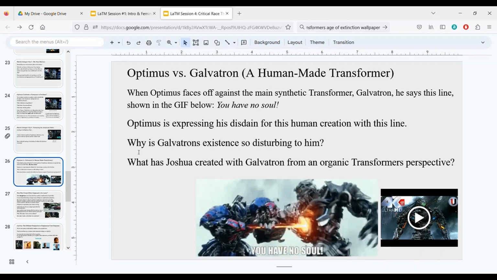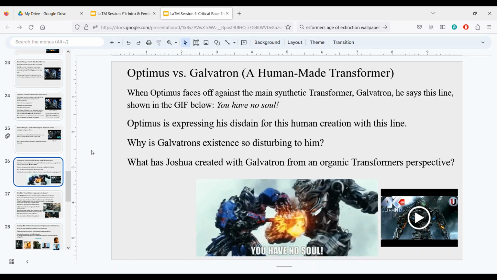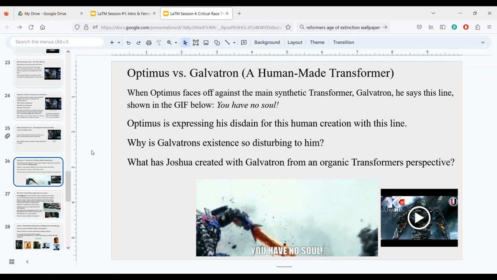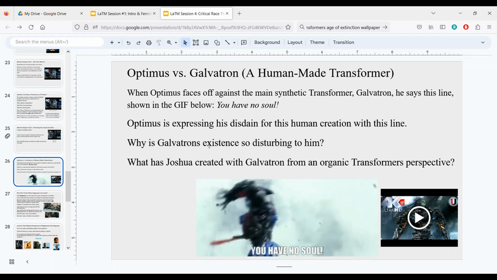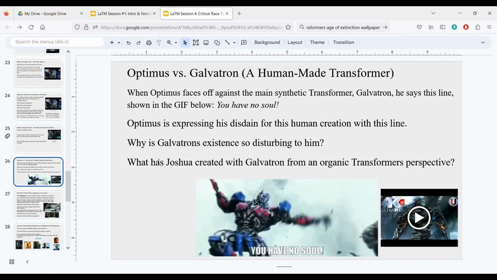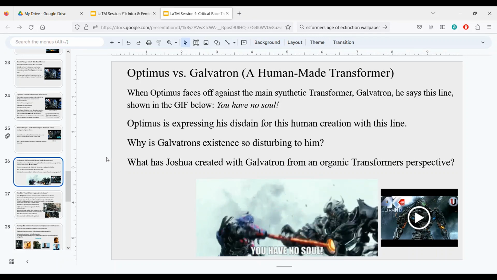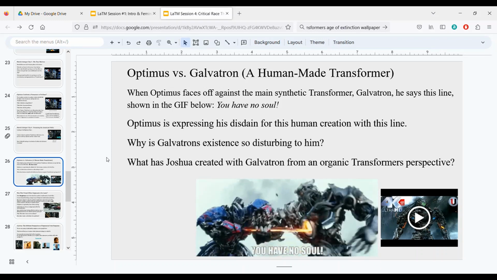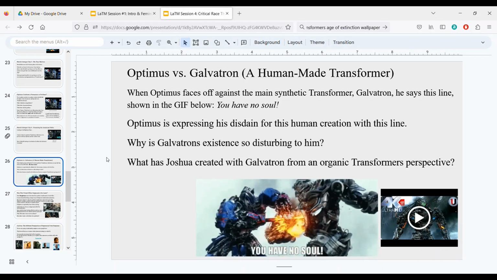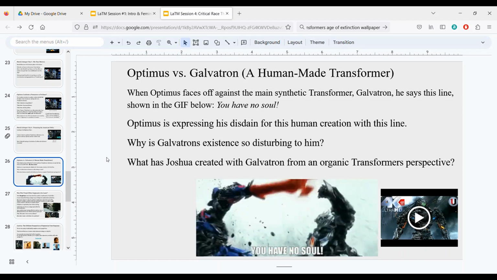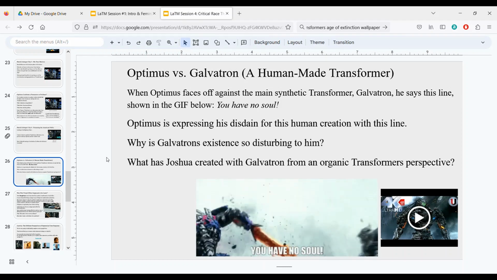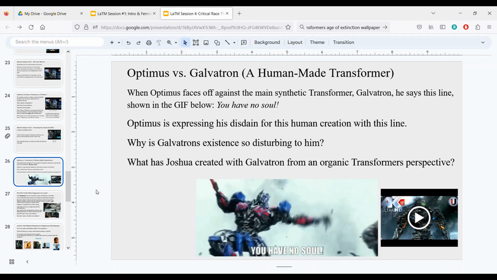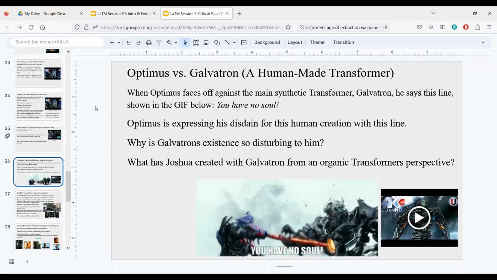So this is where I think the strongest element of the whole specific appropriation is relevant. Thoughts, Tommy? Why is Galvatron's existence so disturbing to him? Because he was human made. Because he's human made, and what's Optimus essentially fighting? He's fighting something that isn't organic to him. He's essentially fighting Transformers blackface. Oh, okay. That's how I take it. I didn't think of that, but okay.